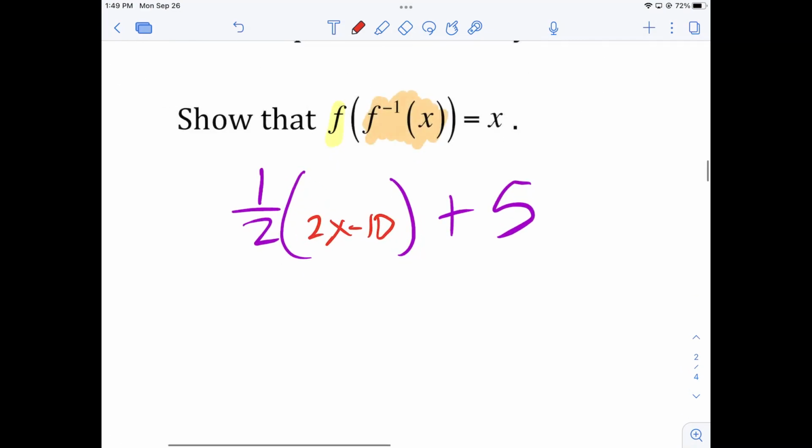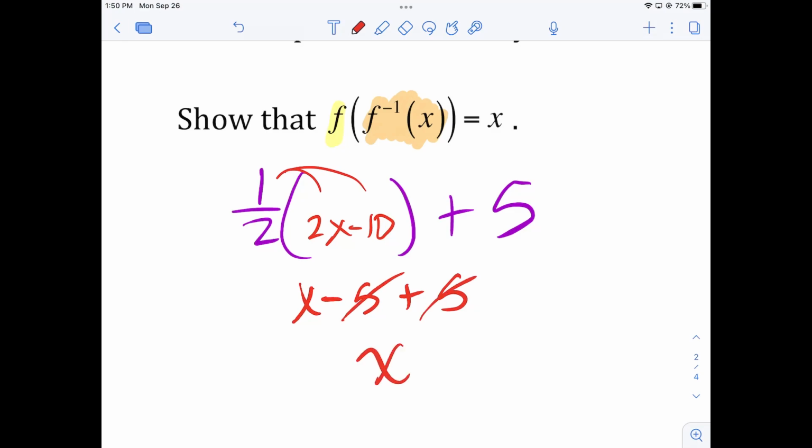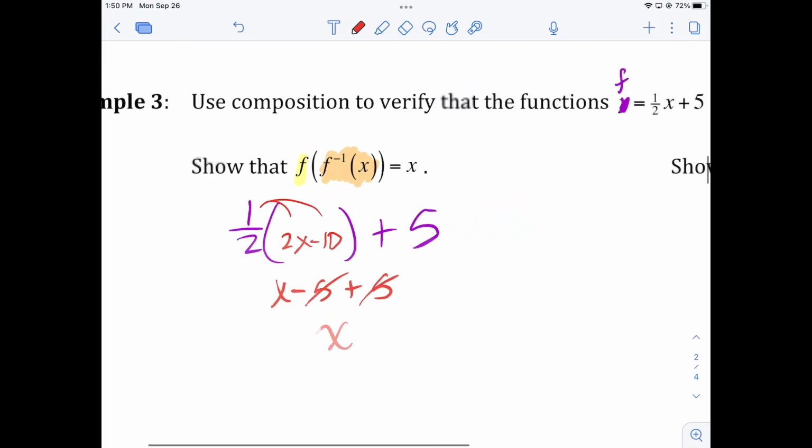Now all we got to do is what? Multiply it out. I call it hit it with the little sledgehammer. Dink. And you get x minus 5 plus 5. And lo and behold, the 5's cancel, and we get x. Nice. That's what we were expecting.